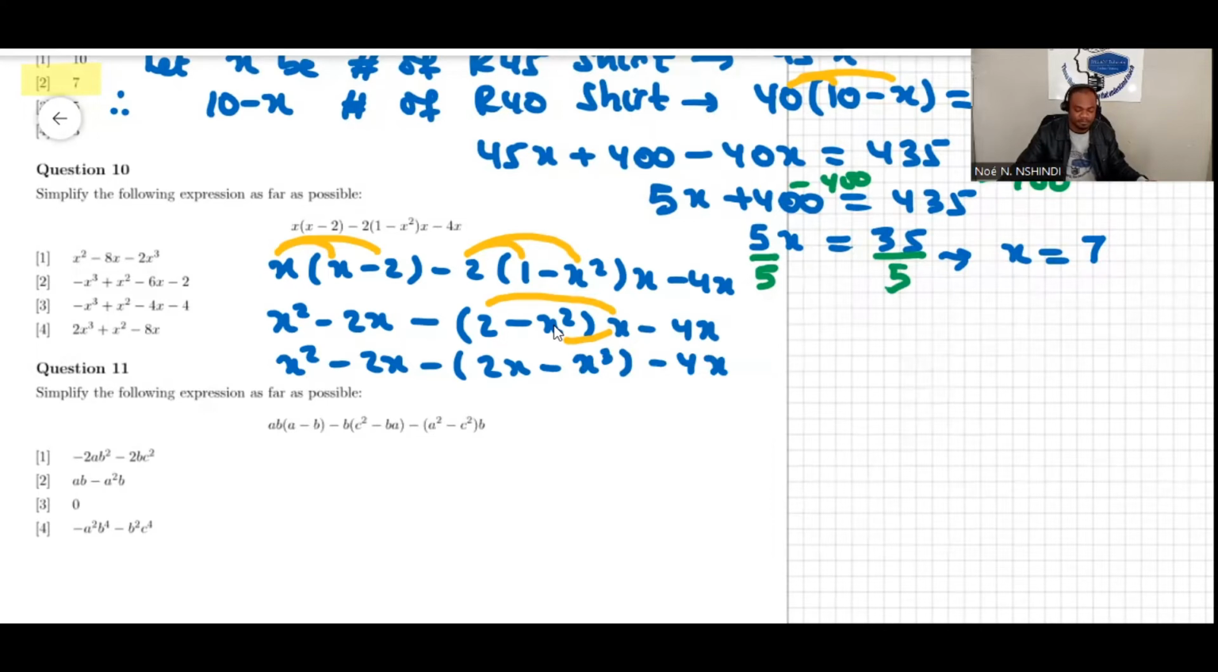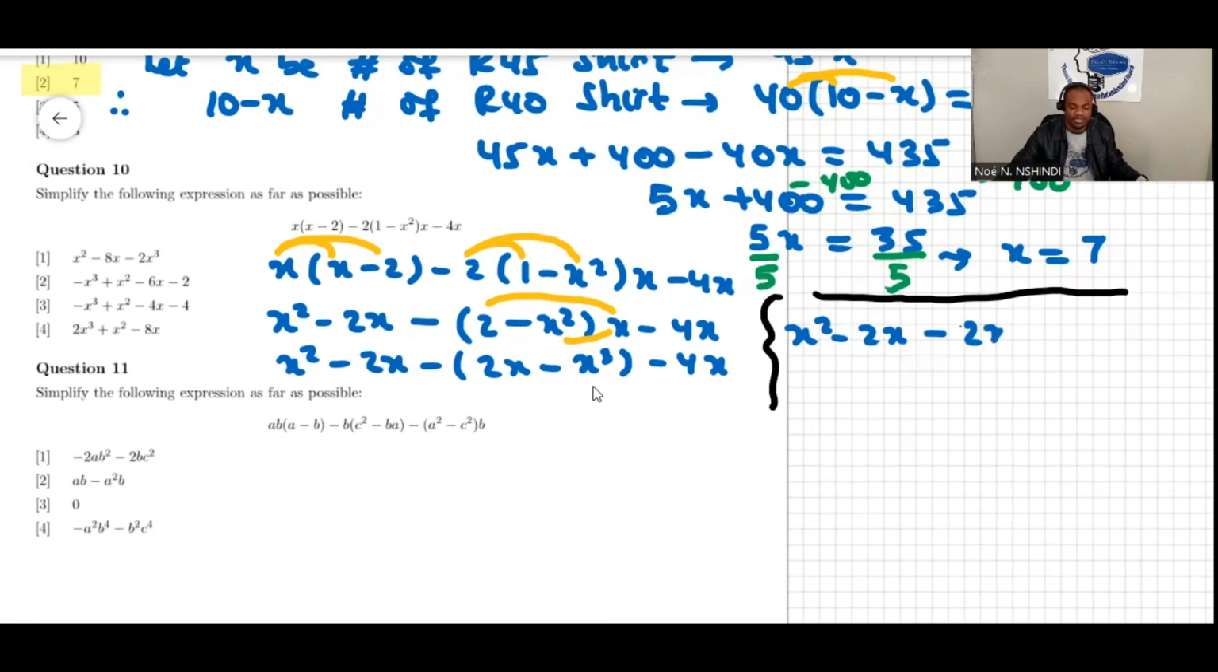And then, let's do it this way. I can drop down the brackets. That makes x squared minus 2x. Over here, we need to be careful when we have a negative sign outside the brackets, because this negative sign will change everything within the brackets. So this will become what? Negative 2x positive x cubed, minus 4x.